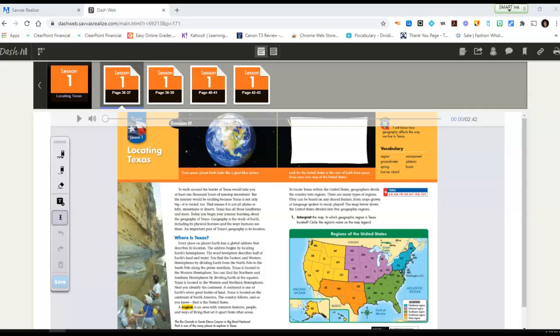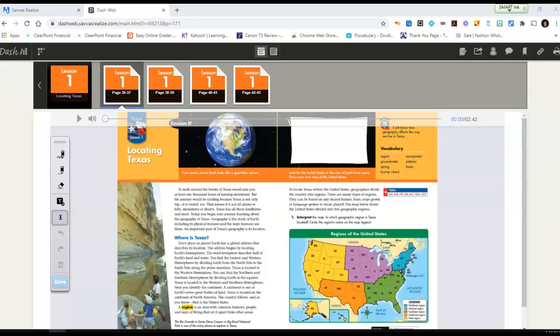Where is Texas? Every place on planet Earth has a global address that describes its location. The address begins by locating Earth's hemispheres. The word hemisphere describes half of the Earth's land and water. You find the eastern and western hemispheres by dividing Earth from the North Pole to the South Pole along the prime meridian. Texas is located in the western hemisphere. You can find the northern and southern hemispheres by dividing Earth at the equator. Texas is located in the western and northern hemispheres.